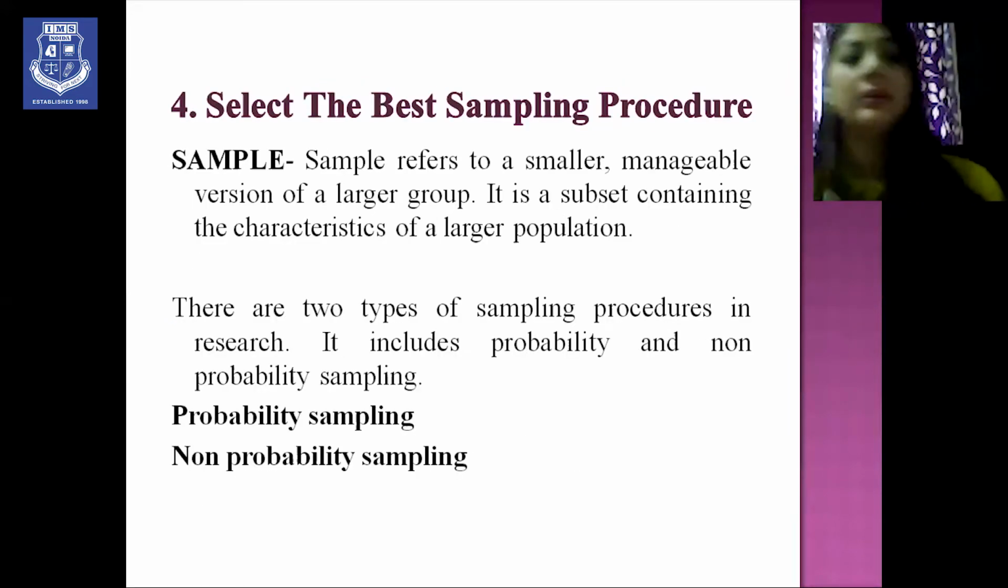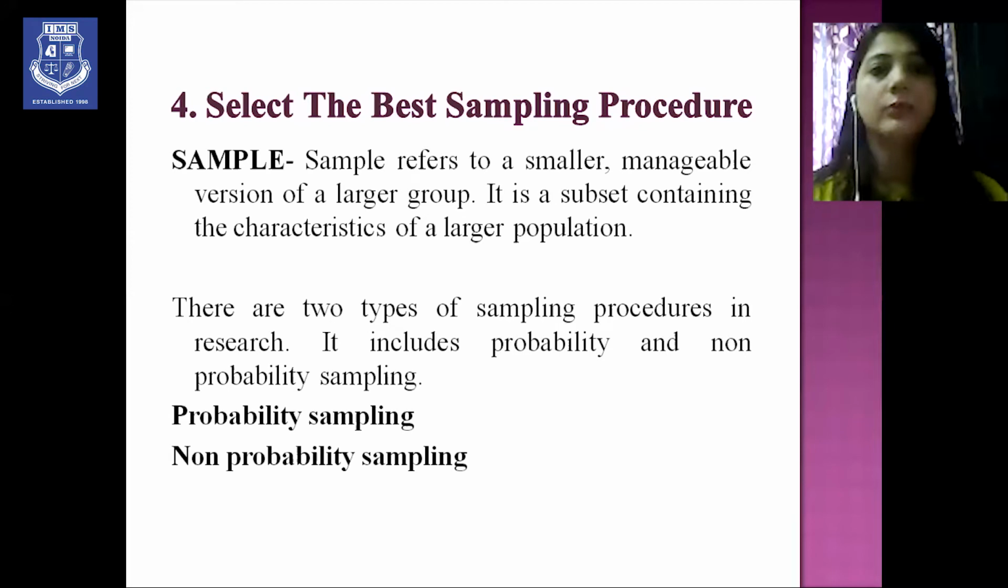After that comes selecting the best sampling procedure. A sample contains characteristics of a larger population. It refers to a smaller, manageable version of a larger group. In statistics and quantitative research, a sample is a set of individuals or objects collected or selected from a statistical population by a defined procedure. And a method to take the samples from the population is known as a sampling procedure. Basically, two types of sampling are done, probability sampling and non-probability sampling.